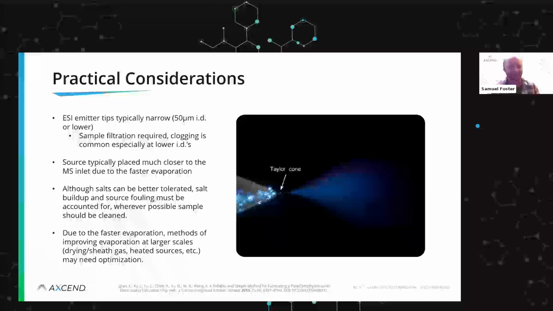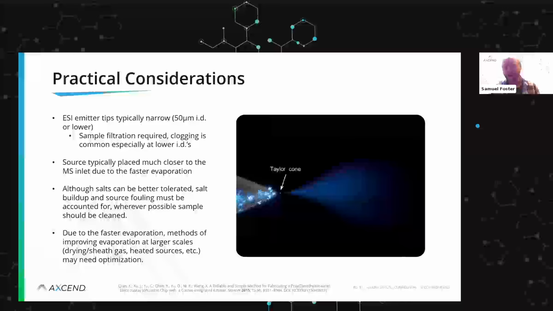First and foremost, this is a beautiful picture of a Taylor cone right there. As you go to these lower flow rates, you're typically going to be using more and more narrow inner diameters. Because of that, you're going to need to filter better and better because clogging is going to become more and more of an issue. As you go down into even lower IDs, I mean, I've seen as low as 10 micron in inner diameter. And so things can get pretty ridiculous pretty quickly when you start to get down into nanoscales.